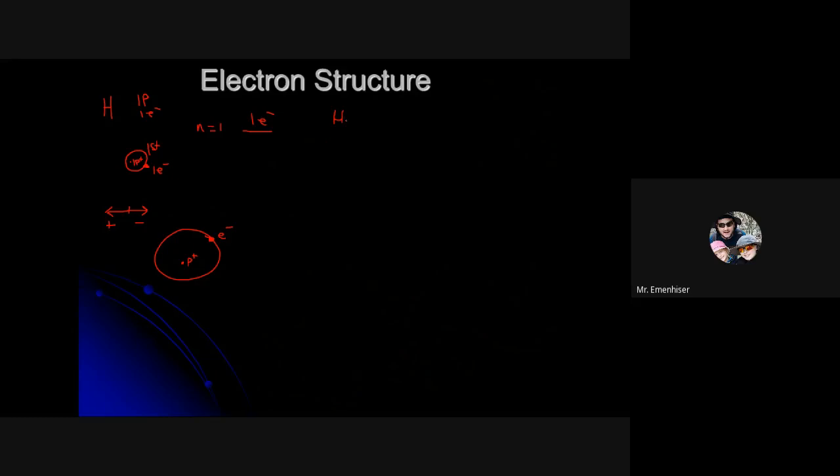So if we build helium, helium has 2 protons and 2 electrons. So here's our nucleus, 2 protons, 2 positive in that nucleus. And then here's the first shell, n equals 1, the first energy level. It can hold 2 electrons, and we're going to put both of those electrons in there. We're going to put 1 electron here and 1 electron here. So that just means that we have 2 electrons around that atom.